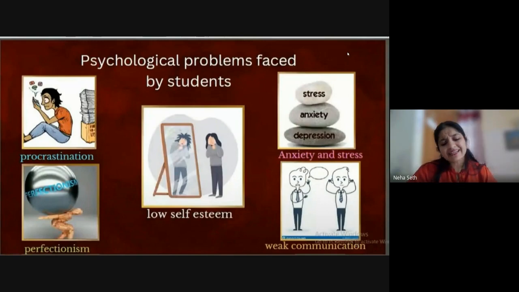Now what happens at times is that students want to be really, really perfect. Some students are very, very bright in terms of academics and they have been performing really well from the beginning of their school days.